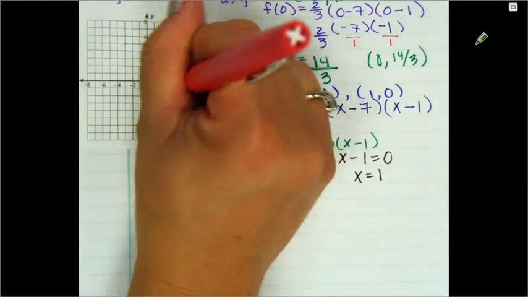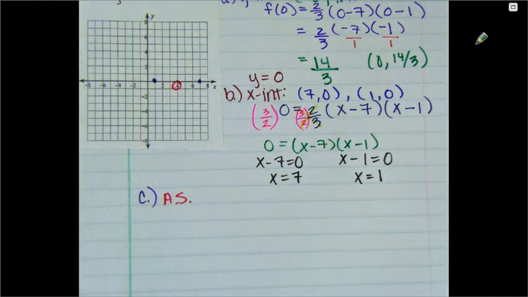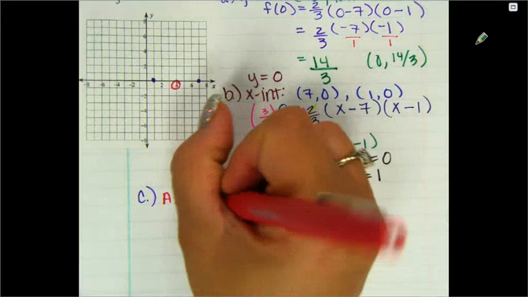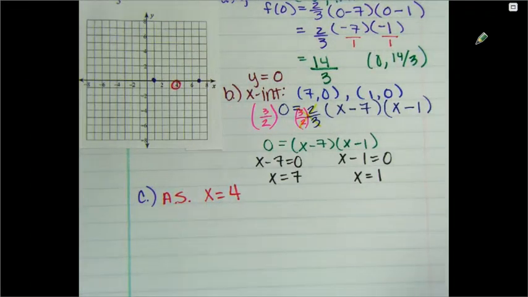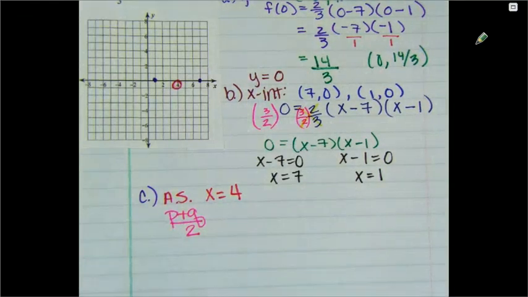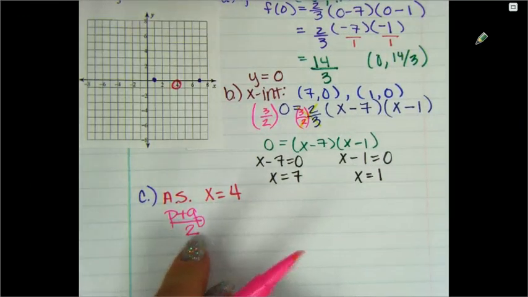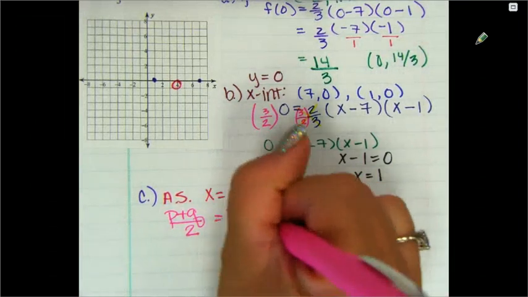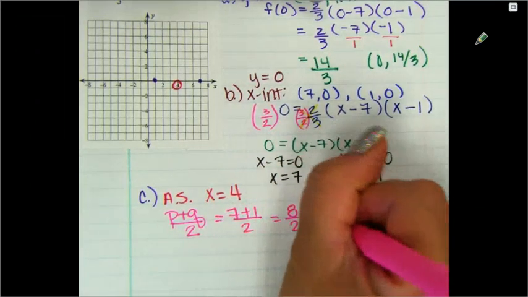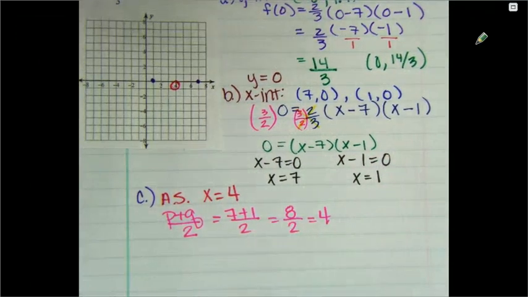So I know my axis of symmetry, because when you graph, does it make sense to have a vertex over here and your x-intercepts over here? No. So my axis of symmetry is 4. The other way to solve for it is p plus q divided by 2, because I just took the two x-intercepts, added them and found the middle. It's 7 plus 1 over 2, which is 8 over 2, which is 4. So either way, it works. I can either count to find the middle, or I can solve in case I forget.